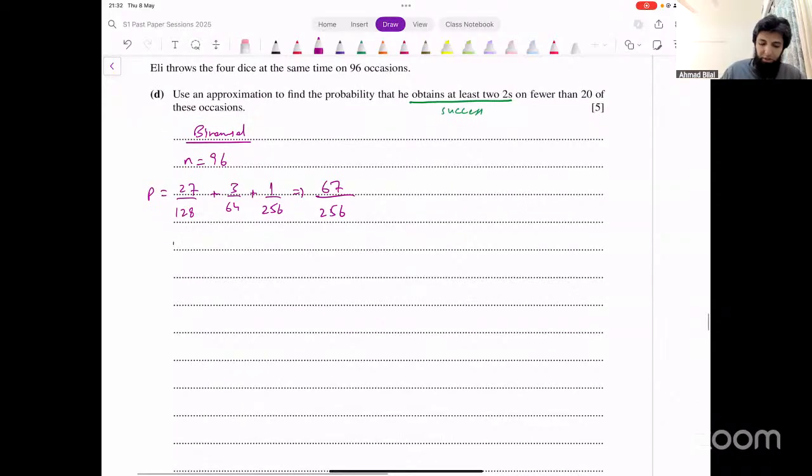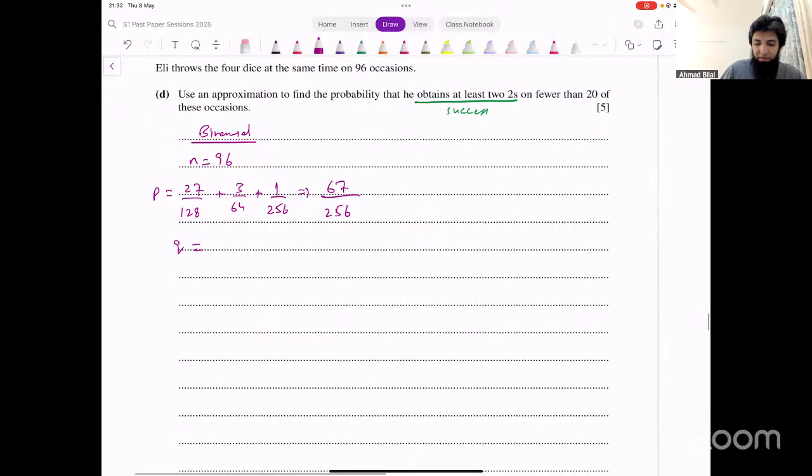And the probability of failure then, that will just be 1 minus that. And that turns out to be 189 over 256. That's the probability of failure that we got. Okay. Now we have to convert it to normal. The probability that we were looking for in that binomial distribution was probability of getting this on fewer than 20 of these occasions. So probability that X is less than 20. Okay, that's the probability that we wanted to find out.